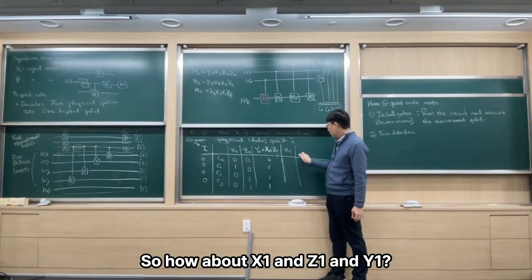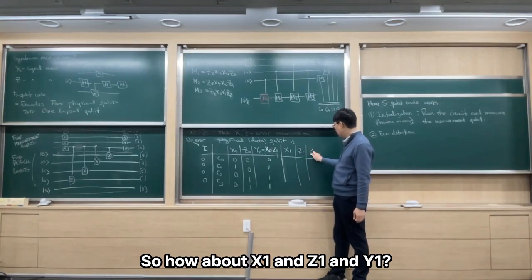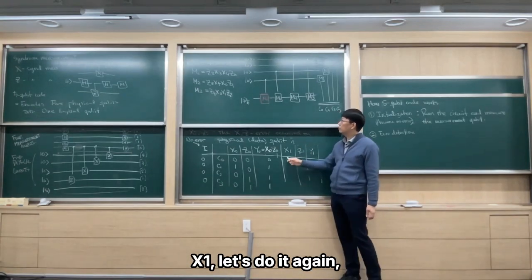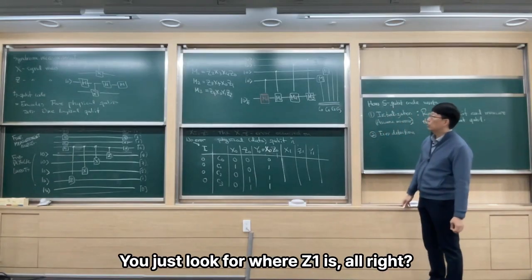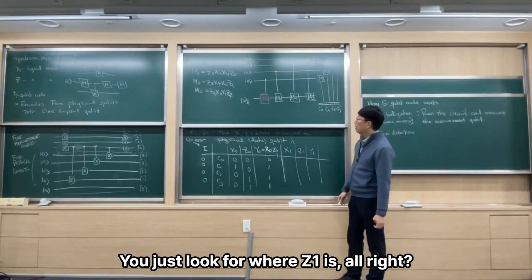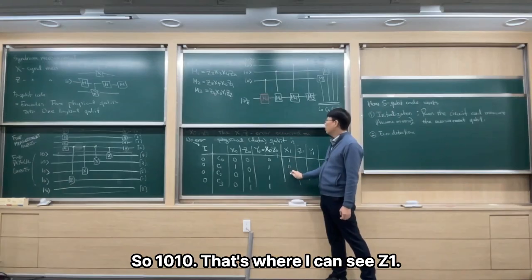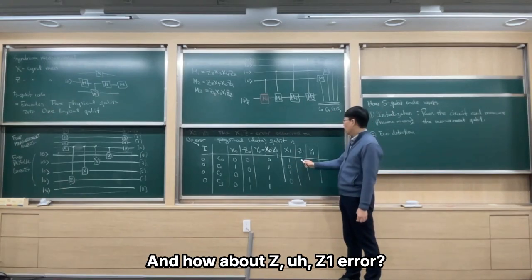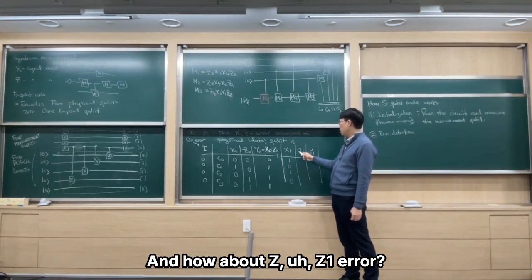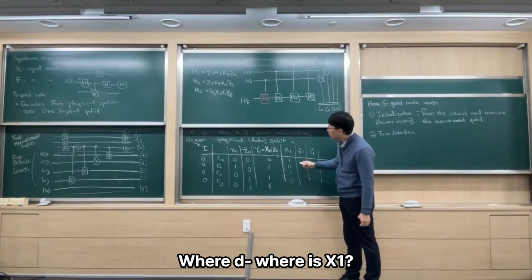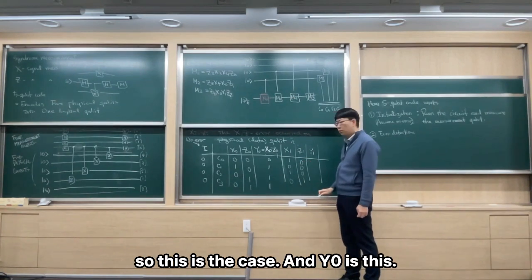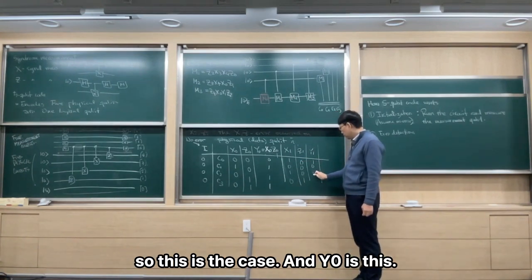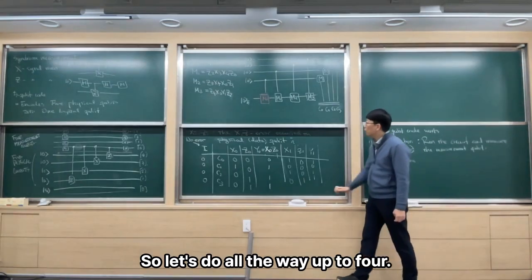So how about X1 and Z1 and Y1? X1, let's do it again, do it together. So in X1, you go for Z1, you just look for where Z1 is, all right? So 1, 0, 1, 0. That's where I can see Z1. And how about Z1 error? So you have to go for X1. Where is X1? X1 is on the end and nowhere else. So this is the case. And Y1 is this. So let's do all the way up to 4.